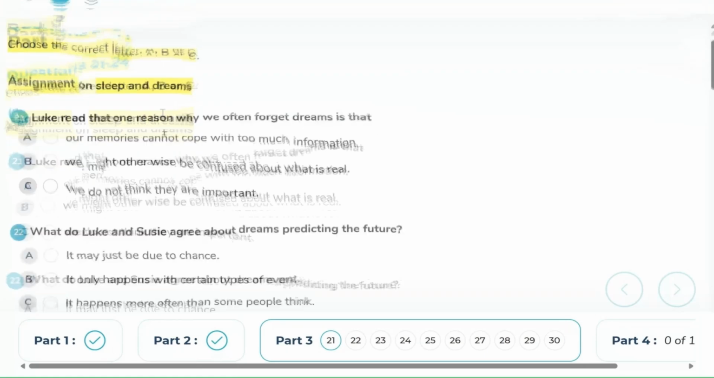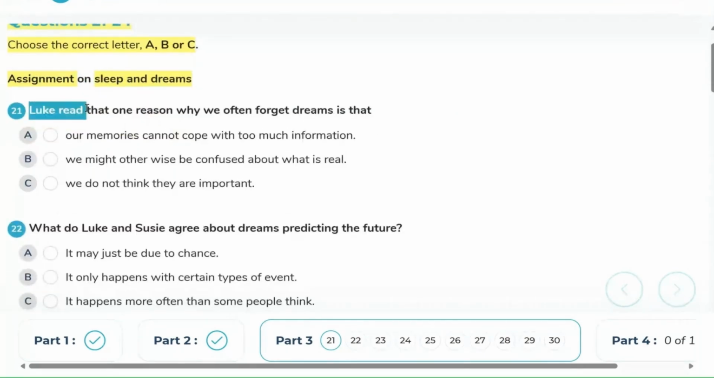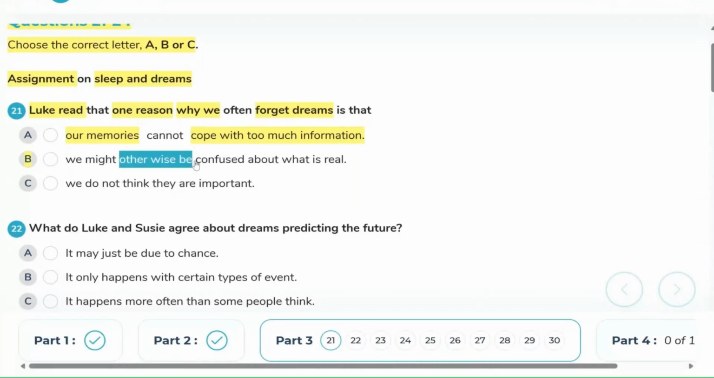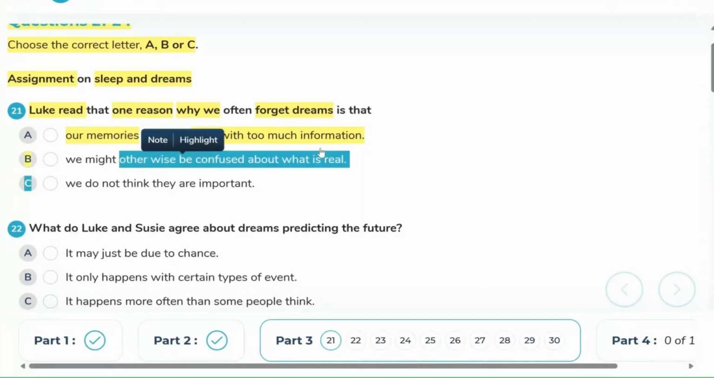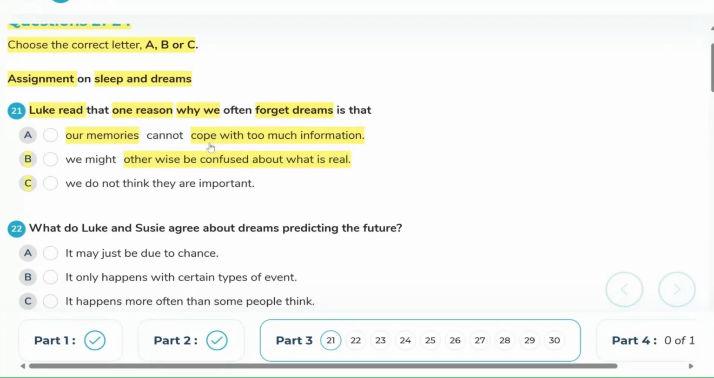Now, question number 21. Luke read that one reason why we often forget dreams is... So, one reason why we forget dreams. Now what is that one reason? Okay, so the reason is our memory. Our memory cannot cope with too much information. It means our memory cannot store enough information. So if the reason is our memory, A will be the right answer. If the reason is we might otherwise be confused about what is real, like we will forget reality and take a dream as reality, that is reason 2.